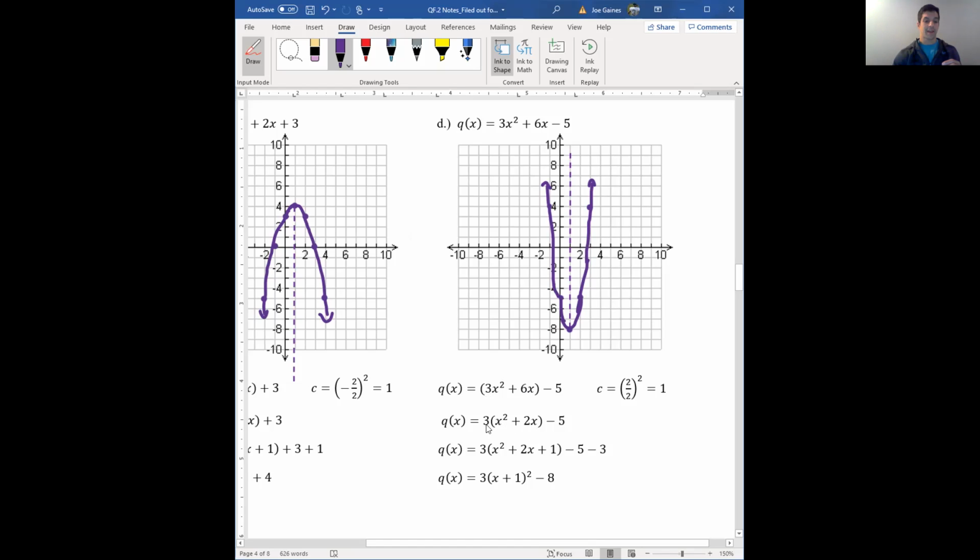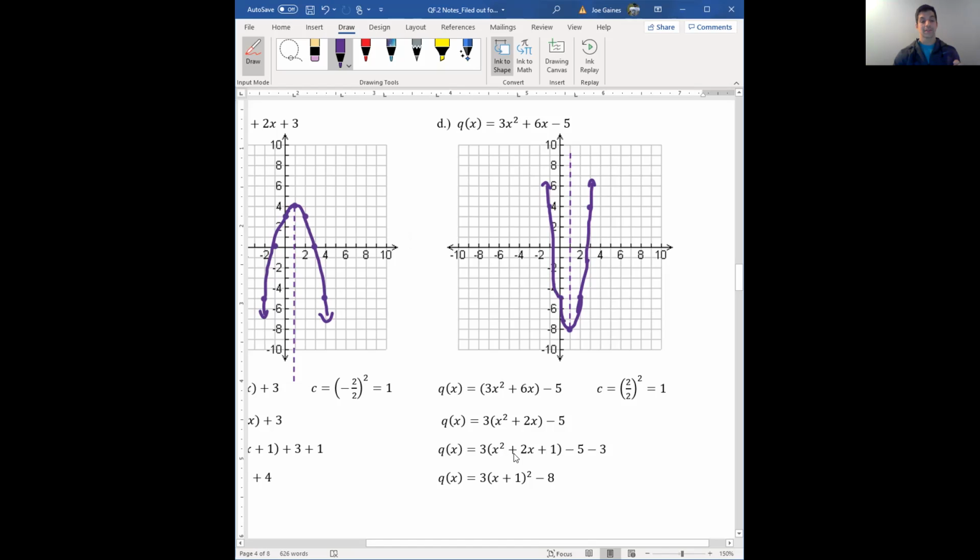Then I factored out the 3, because you cannot have a leading coefficient of anything other than 1 if you want to complete the square. So I factored out the 3, so what was remaining was x squared plus 2x. From there, I found the new c value that I needed. So my b is 2. I divide 2 by 2 and square it. That gives me 1. So I need the c value to be part of that trinomial, so I went ahead and added that inside the parentheses.